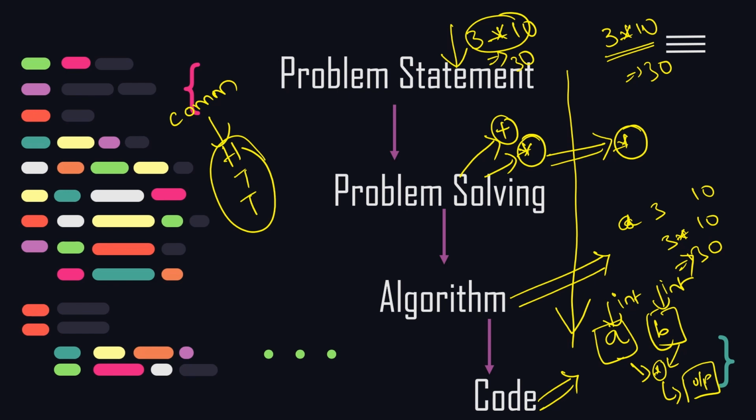These are all the phases of programming. Whenever you are going to solve a question, first understand the problem statement. After that, identify the best solution. After that, write the algorithm. After that, write the code. Similarly, I will follow this approach.